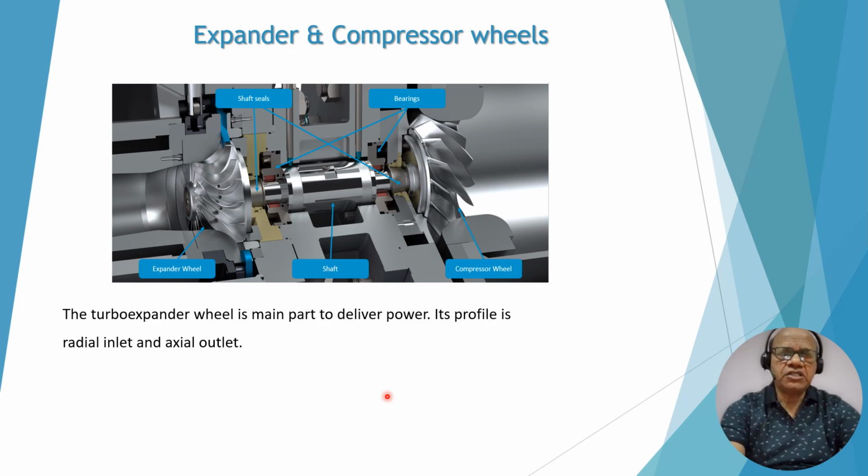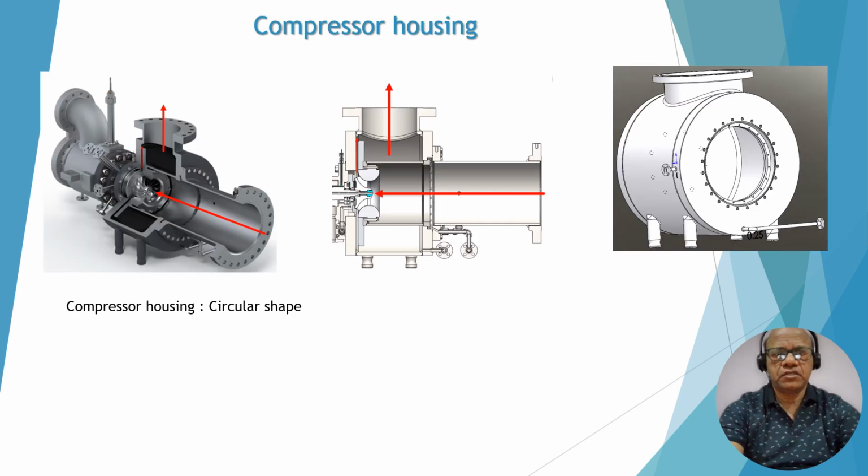Expander and compressor wheels: you can see this is the expander wheel, this is the compressor wheel, this is a common shaft for these two, and these two are bearings. So the power produced by the expander is consumed by the compressor. This is the compressor housing. Again the flow comes here, pressure rise occurs, and it goes out. There is another view, a photograph of the compressor housing, and the compressor housing is again circular in shape.